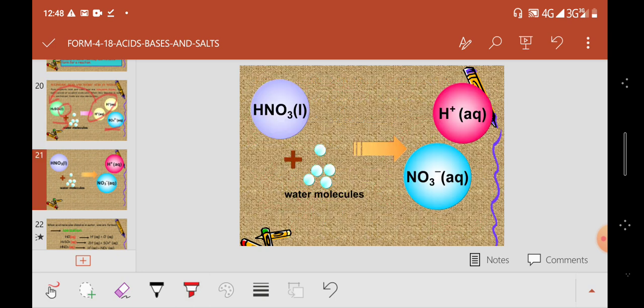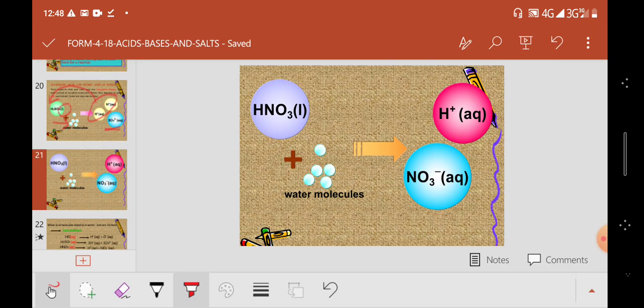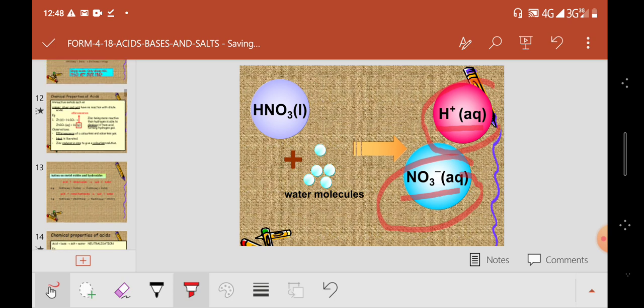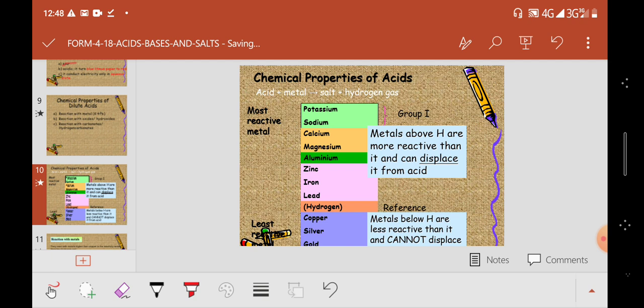And the same thing also happens to nitric (V) acid. It will change from its liquid state, and then it's going to form a hydrogen ion and a nitrate ion. This is a radical, and this is not a radical, but it's just a cation, the hydrogen ion. So the next thing that we need to ask ourselves is, how do acids react? So acids react with metals, carbonates, and bases.